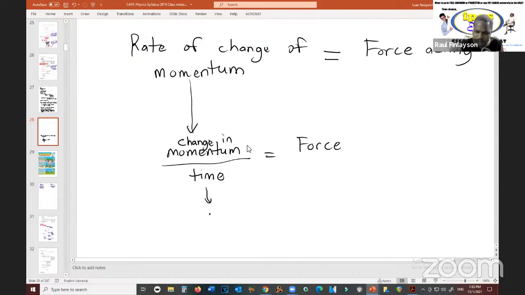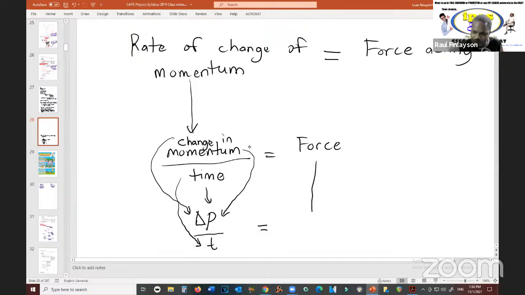It's going to be written. Remember that many books use P as a symbol for momentum. And so basically, change in momentum, we use triangle to mean change. All right. Momentum is P. And then, of course, time is T.